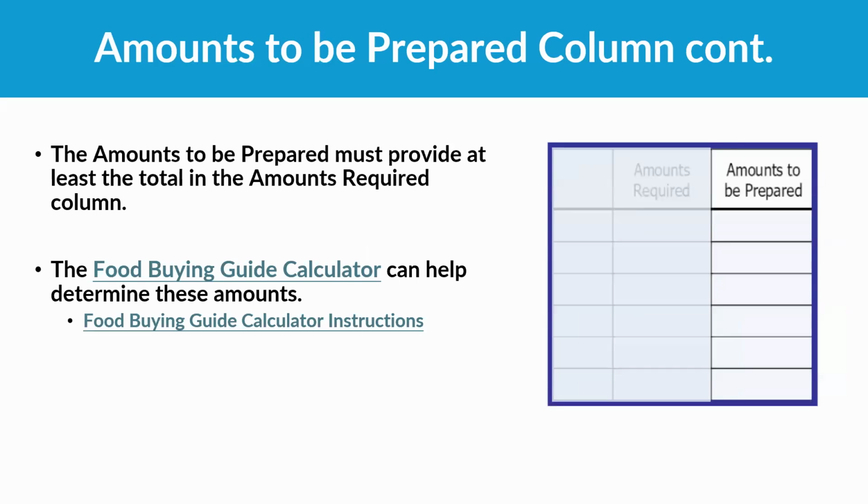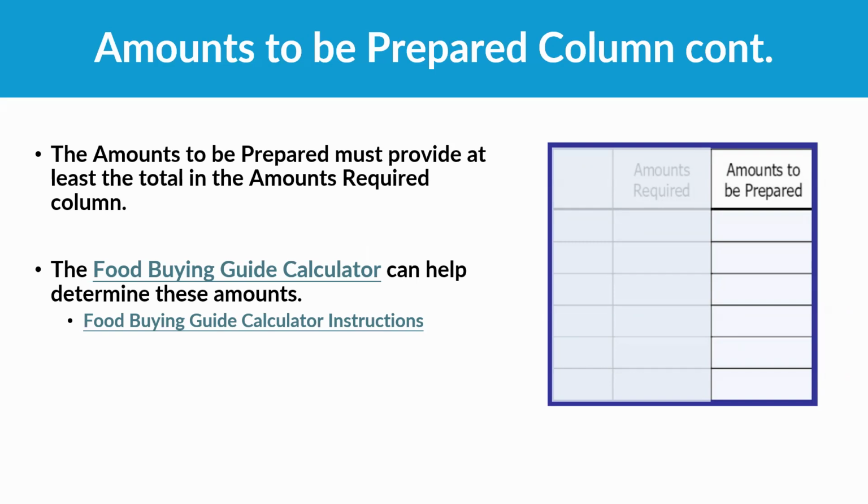So in theory, if we know based on the amounts required column how much of a food item is required, we would then be able to say that the amount to be prepared amount must be at least the total in the amounts required column. And the resource used to complete this column is the Food Buying Guide calculator.